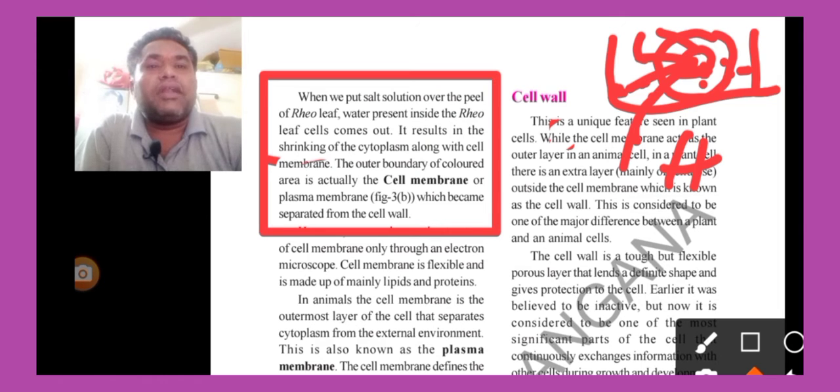The outer boundary of the colored area is actually the cell membrane or plasma membrane, which becomes separated from the cell wall. సో మనం ఈజీగా దాన్ని సపరేట్ చేయవచ్చు.